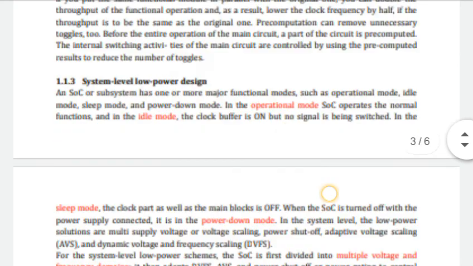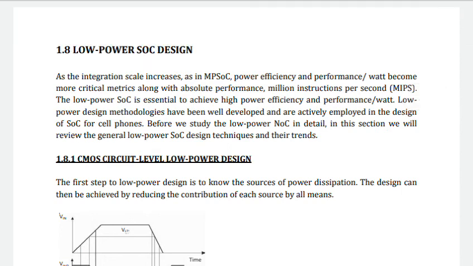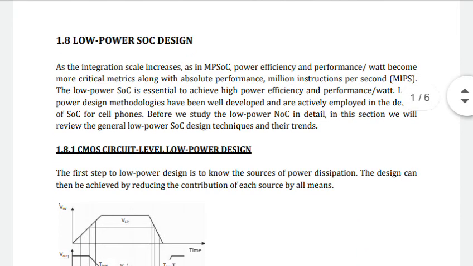Okay, these all come under this topic, low power system on chip design. Just have a look through this. If you have any doubt, you can ask me.